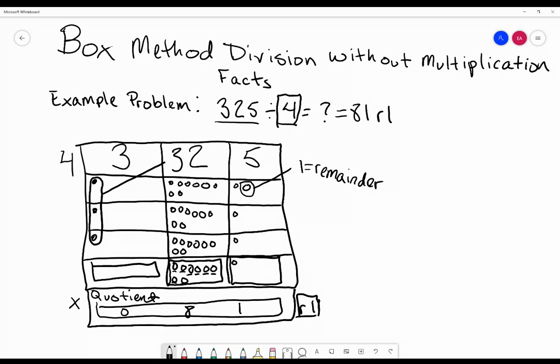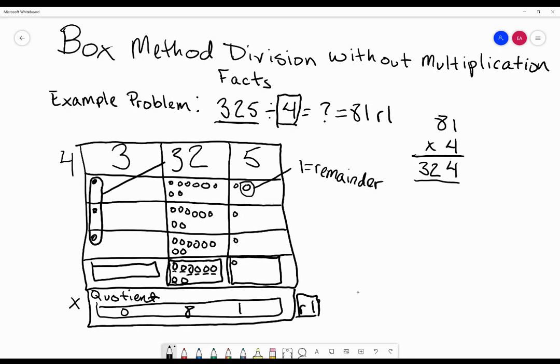And the reason we need to include our remainder is because when we check our work and we do 81 times 4, we get 4 times 1, which is 4. 4 times 8, which is 32. Okay, and you'll notice that 324 is not the same as 325.